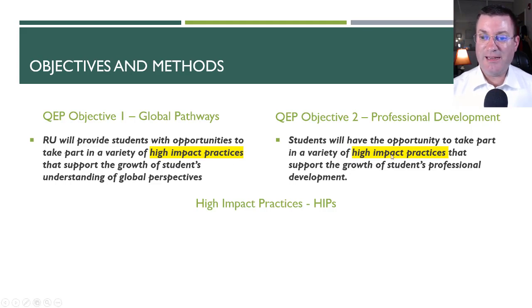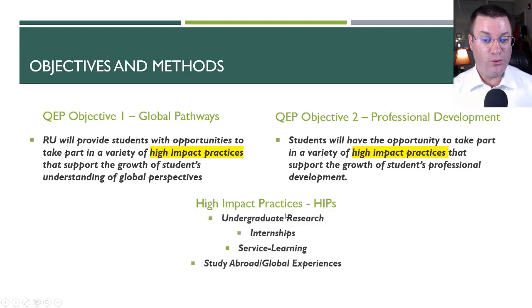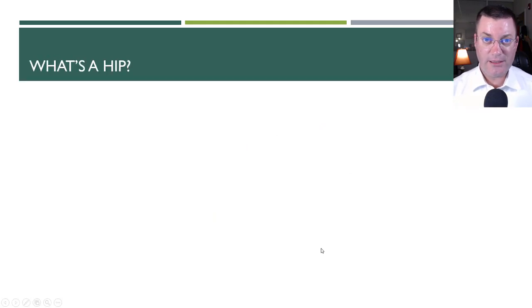Now, you see highlighted in yellow twice, high-impact practices. These are the high-impact practices that we want to use to create students with a global perspective and to create students ready for the workforce. High-impact practices we're using are undergraduate research, internships, service learning, and study abroad global experiences. Let's look a little bit more in depth. First of all, what is a HIP? What is a high-impact practice?